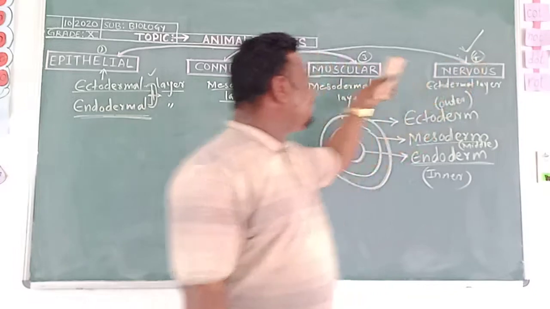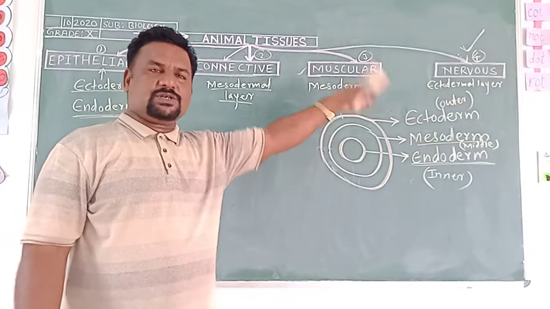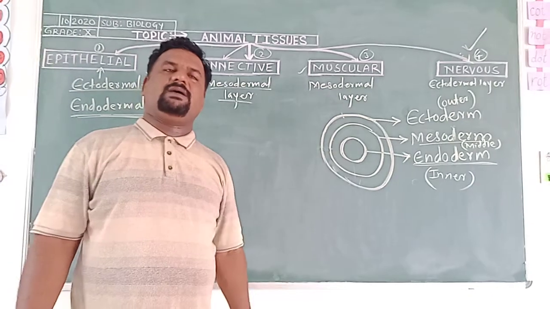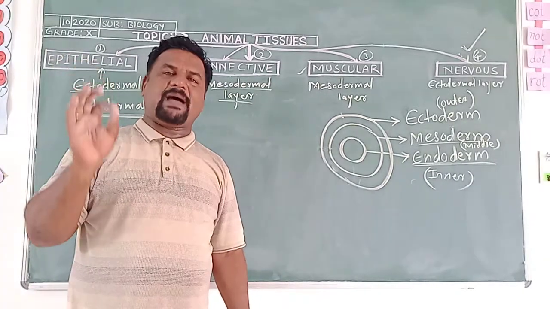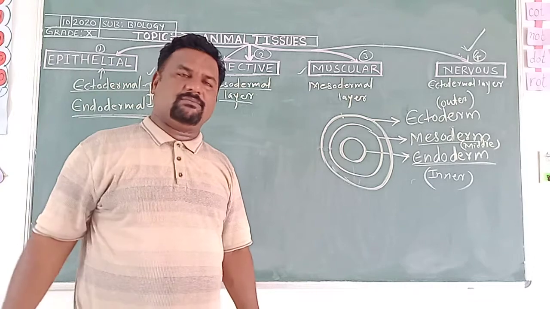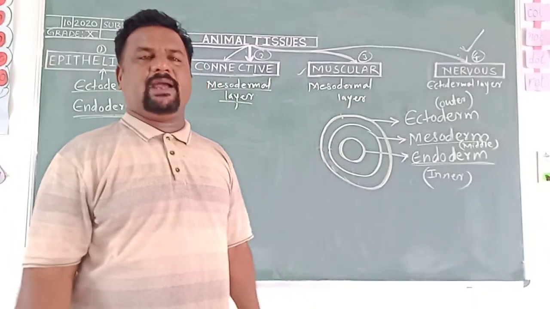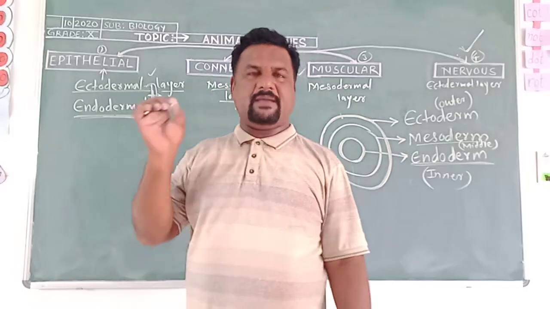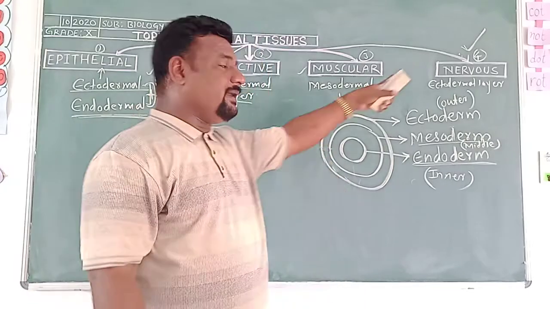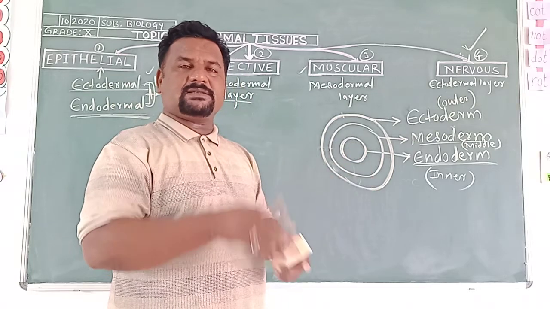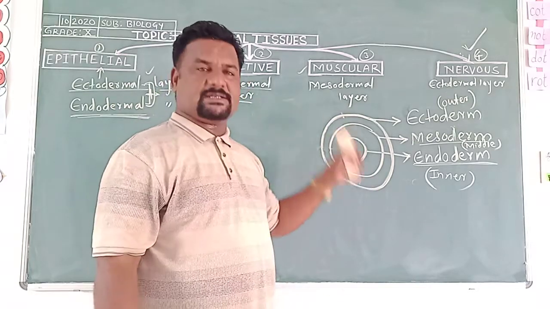Then why are they unique compared to the rest of the 3? Nerve tissues are unique compared to the remaining 3 animal tissues because they have lost the capacity, the ability, to divide. Nerve tissues divide only once. They divide only once during the lifespan. Division among nerve tissues, nerve cells, neurons, occurs only once during the embryonic stage.